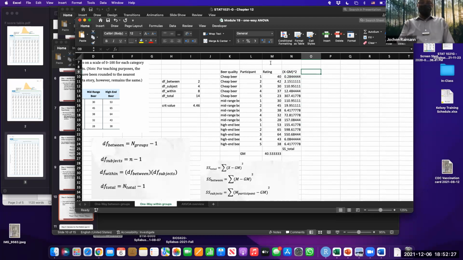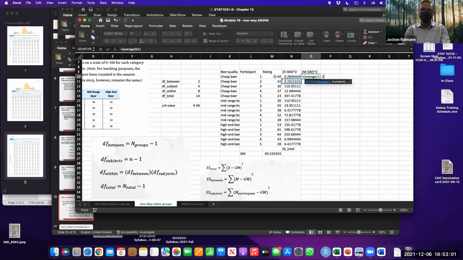Group mean. So we are doing now M minus grand mean squared. What is the first thing we need? The M. And this is where the within groups ANOVA becomes a little bit painful, because now we need to do equals, average, parentheses. And you only take the individual entries now from the first group. Average M10 to M14 is just this one group. We close the parentheses. You have to do this for each group.